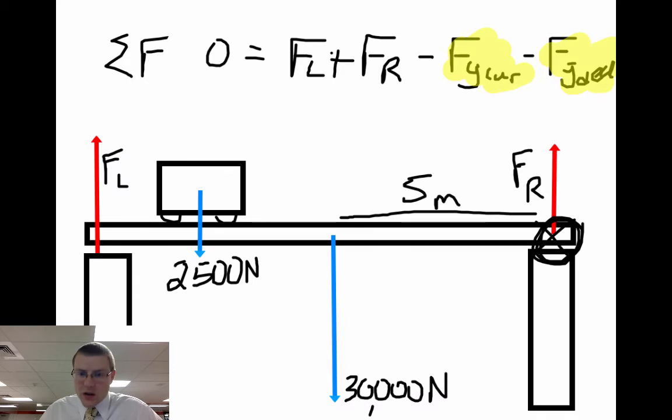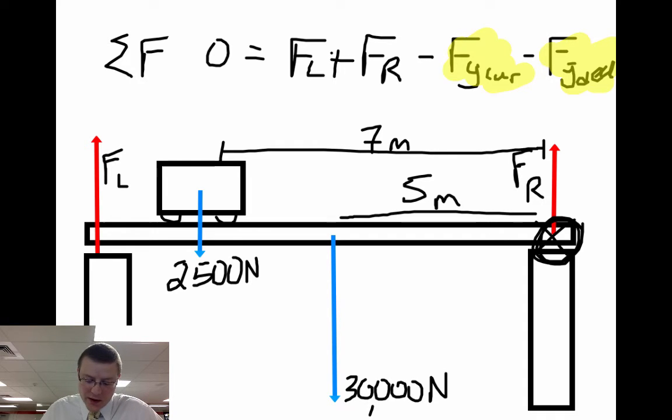The car is 3 meters from the left pillar, or 7 meters from the right pillar, and the left pillar is the full 10 meter length all the way down. So let's put in our torques for every single force. And what we want to focus on is direction too.